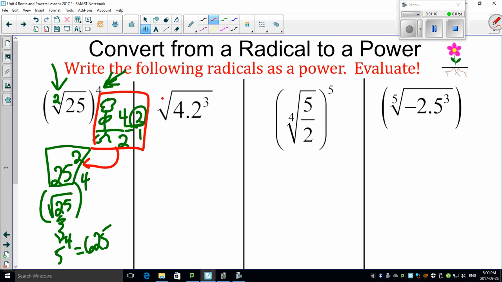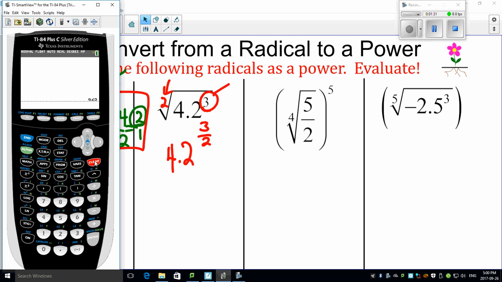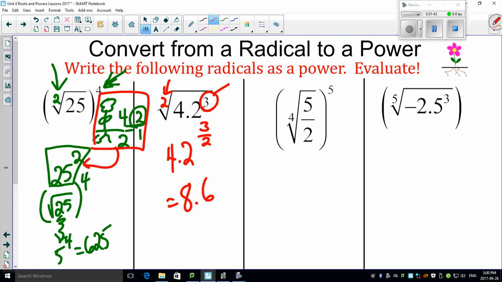We want the square root of 4.2 cubed. Okay, so 4.2, the square root, that's the root, goes on the bottom. There's the power, goes on the top. Okay, and you can put that directly into your calculator, right? Your calculator says 4.2 to the power of 3 over 2. 3 divided by 2. There it is. Give me a number. Bang, 8.6. Good enough. Move on with life. Isn't that awesome?